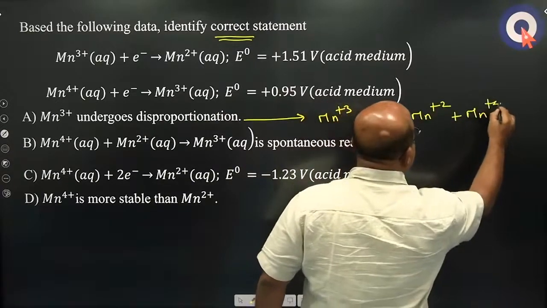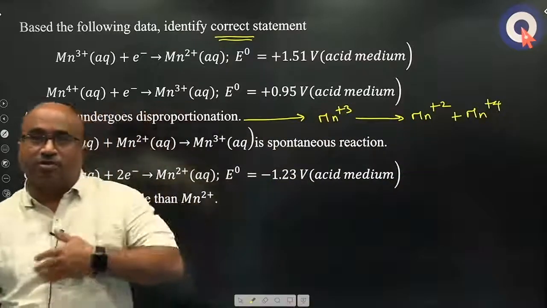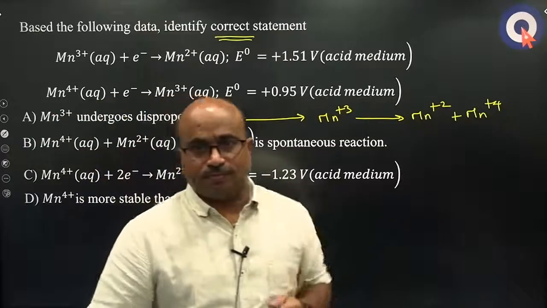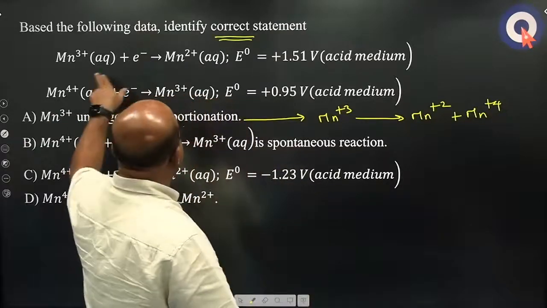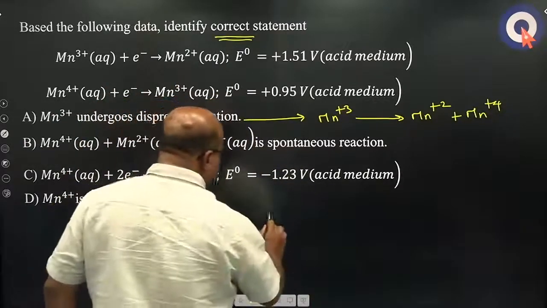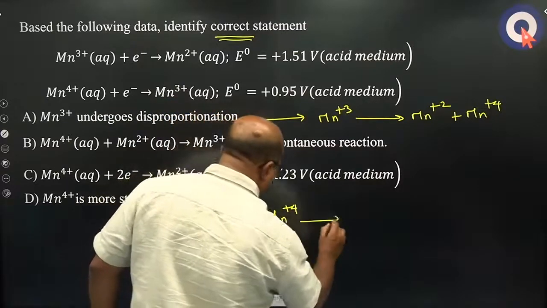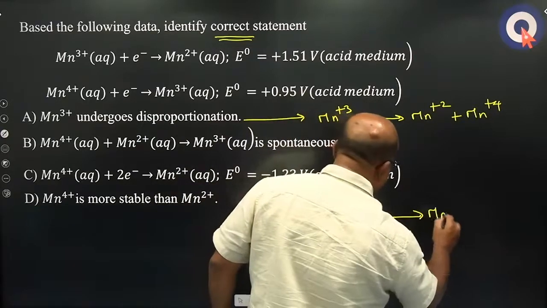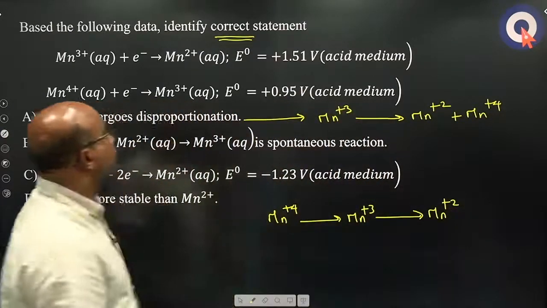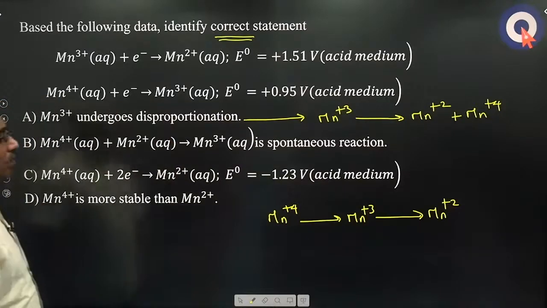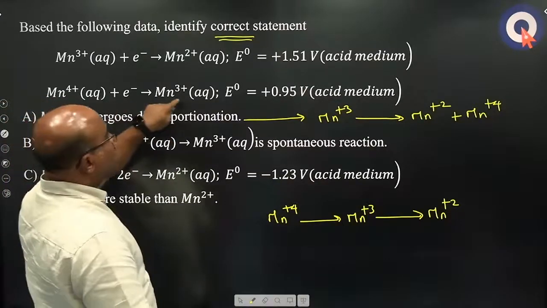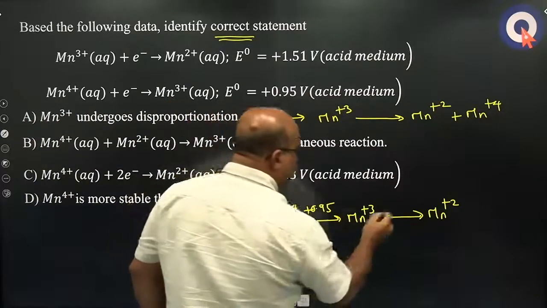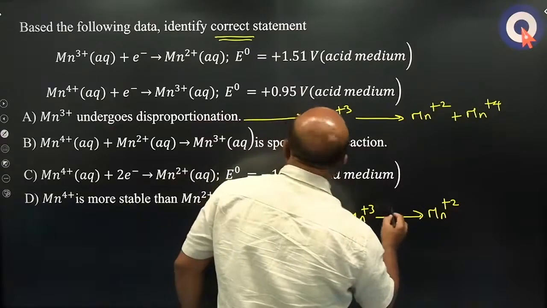Then we can only compare like this, because the potential values are given for plus 4 to plus 3, and plus 3 to plus 2. So if you write this in a scheme, that is plus 4 to plus 3 and plus 3 to plus 2. What potential values are given? Plus 4 to plus 3 is given as 0.95. Plus 3 to plus 2 is given as 1.51.